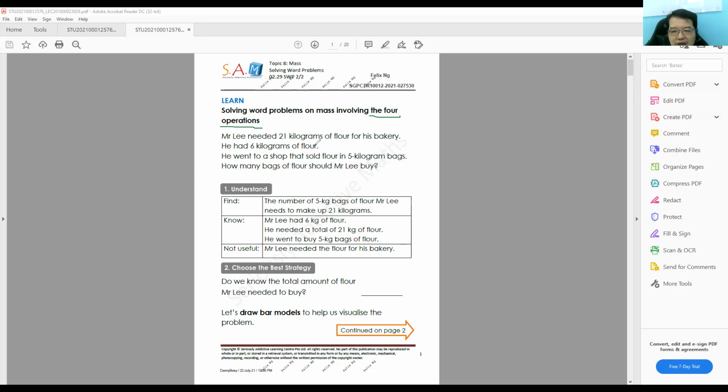So the first thing that you need to find is how many more kilograms of flour he needs, because he needed 21, he only had 6. After you have found out how many kilograms he needs, the next thing is to think about the amount of flour that he needs to buy, taking note that each bag contains 5 kilograms of flour. Now let's turn to the next page and see how we can solve this.